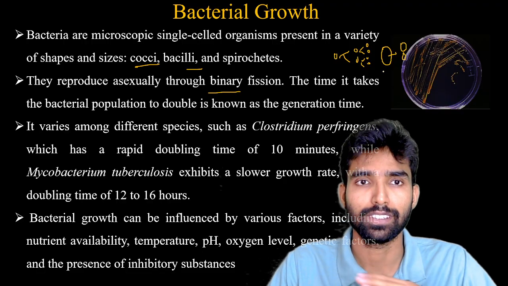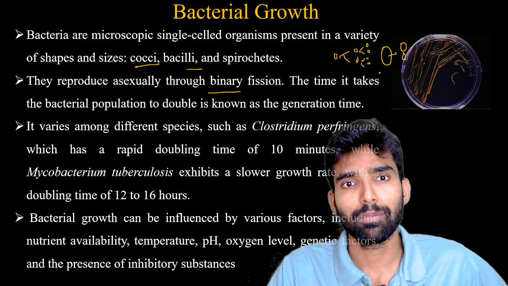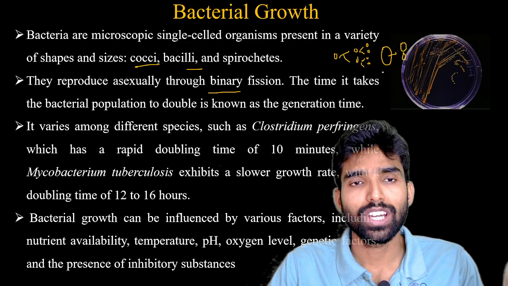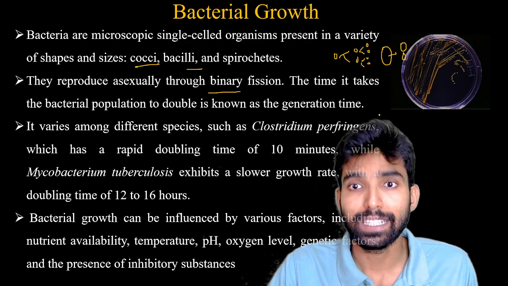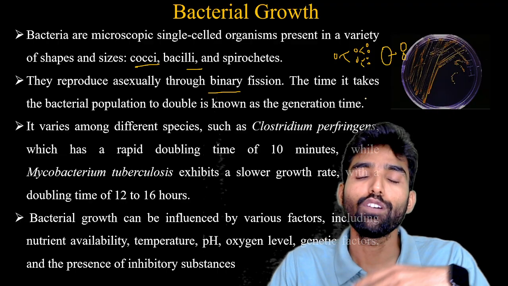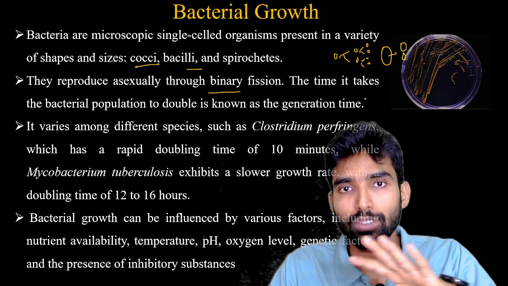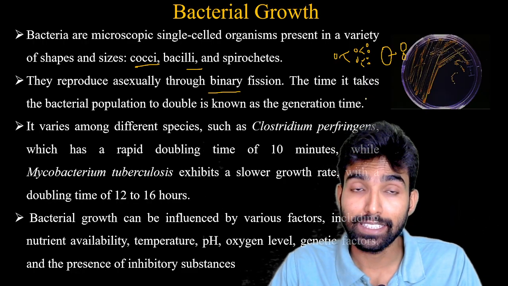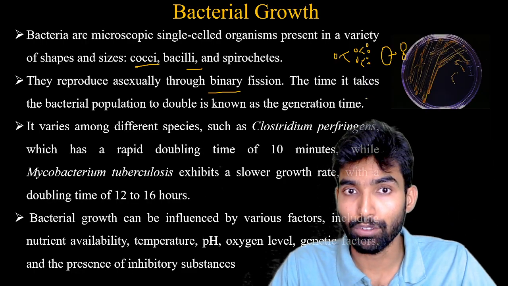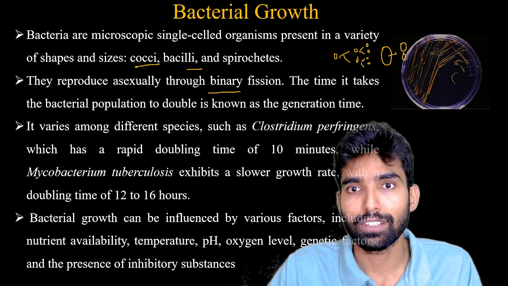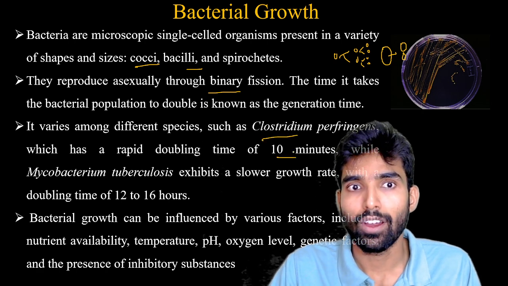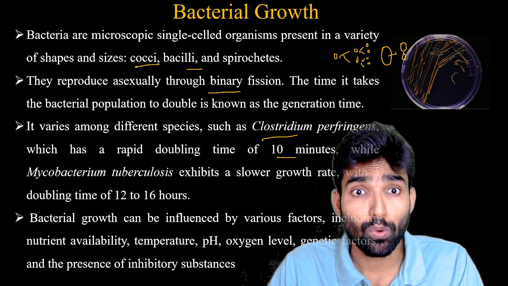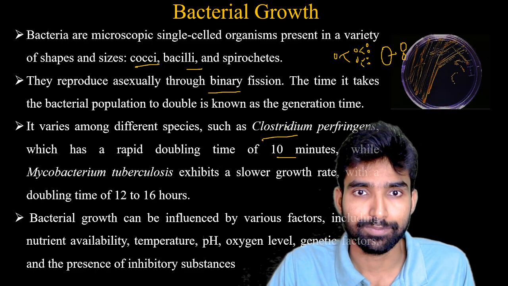That's called binary fission. It varies among different species such as Clostridium perfringens, which has a rapid doubling time of 10 minutes. That means how fast or how slow the bacteria will grow depends on the generation time. It can be 10 minutes, it can be quite a few hours. In case of Clostridium perfringens, it's approximately 10 minutes, while in Mycobacterium tuberculosis it's quite slow, approximately 12 to 16 hours.